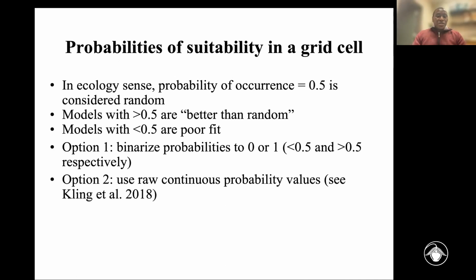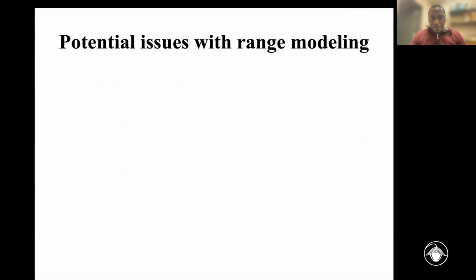Another option is to use those raw continuous probability values without changing them, without binarizing them into zeros and ones, which is an approach that was used by one of our colleagues, Matt Kling, in the example I'm going to be demonstrating or explaining later on.